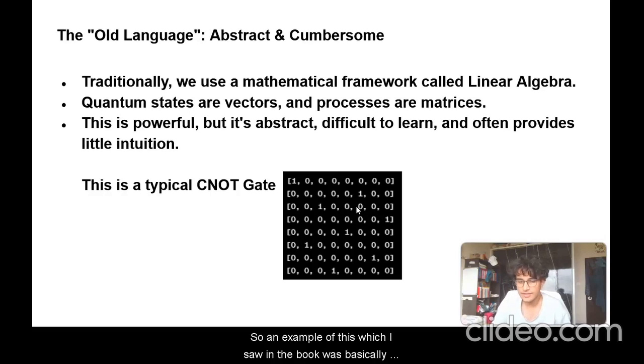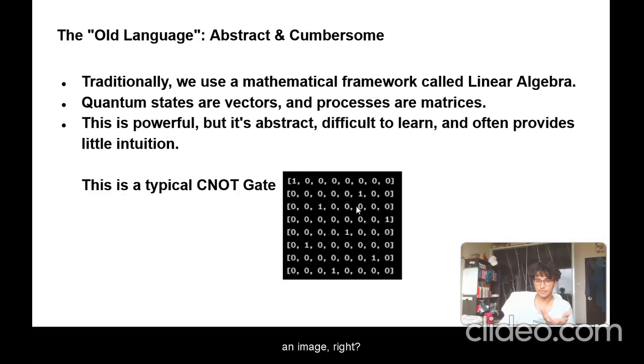An example of this which I saw in the book was basically if you have, say, an image. An image is easy for us to interpret visually. Say I had a picture here, let me just take my mouse pad.